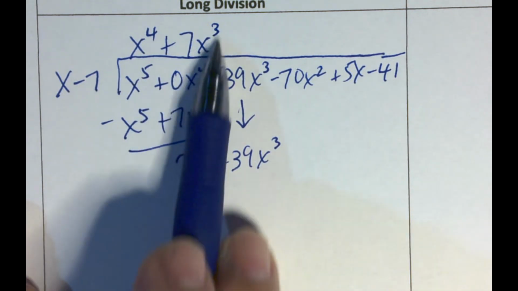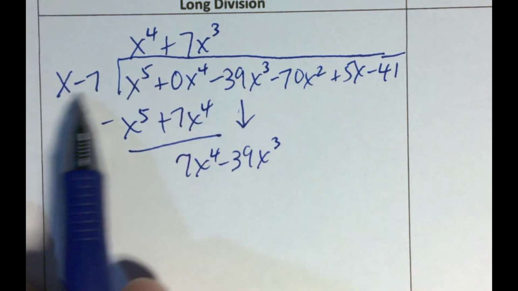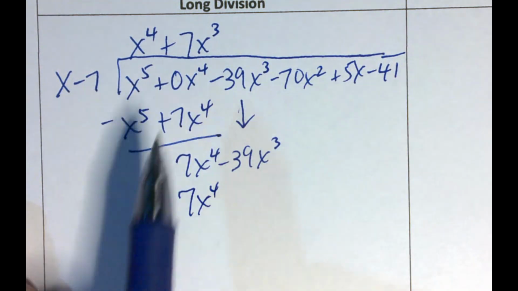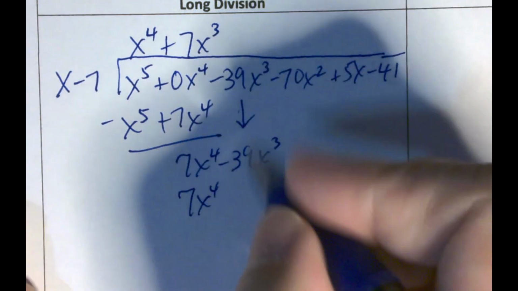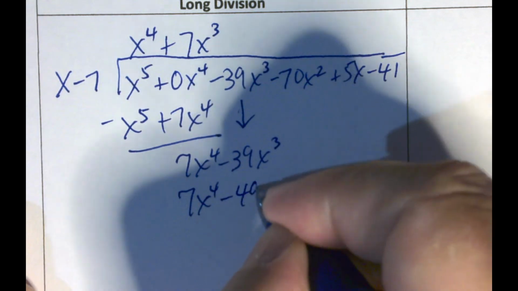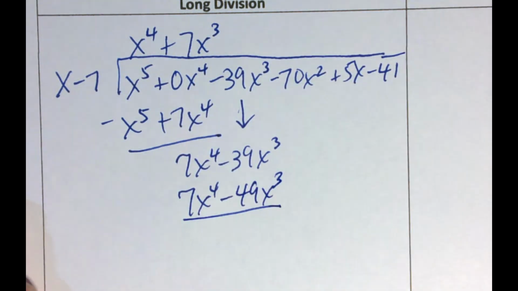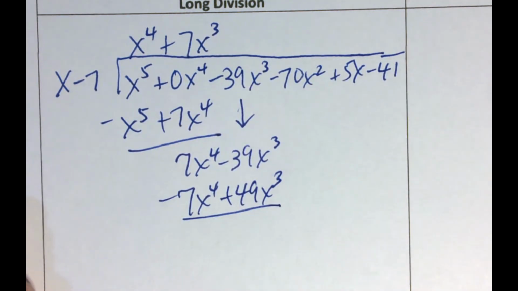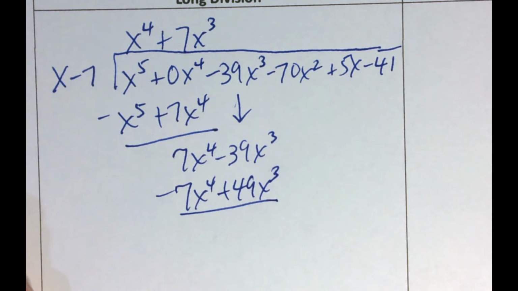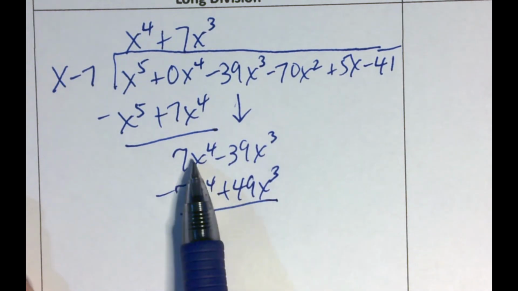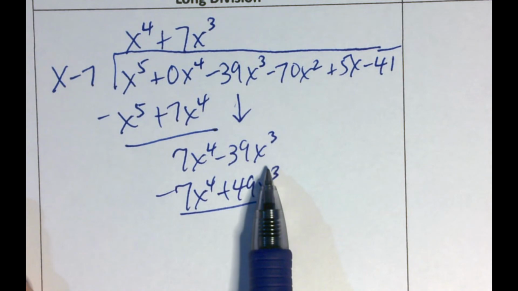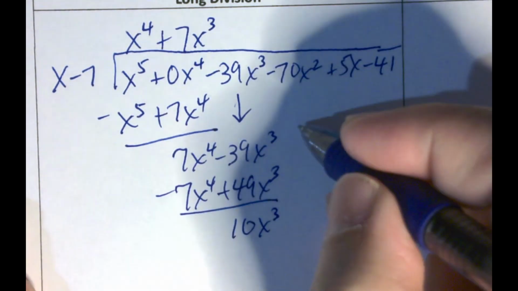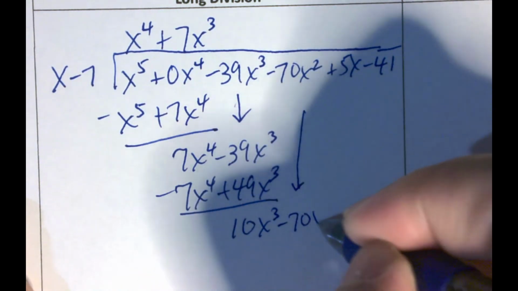So now I take what I put up here and multiply with this binomial. So that's going to be 7x to the fourth, and 7x cubed times minus 7 is minus 49x cubed. All right, don't forget to change signs, right? If you realize it's subtraction, that's okay. I just find it easier to change the signs and combine, right? Positive 7, negative 7 cancel. I got negative 39, positive 49 makes positive 10x cubed. Bring down the next term, so it's minus 7x squared.